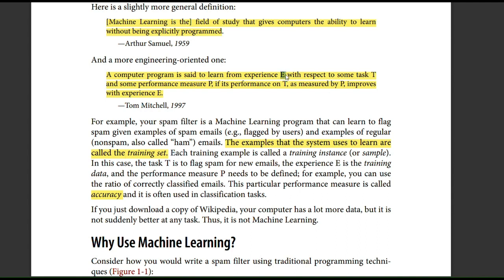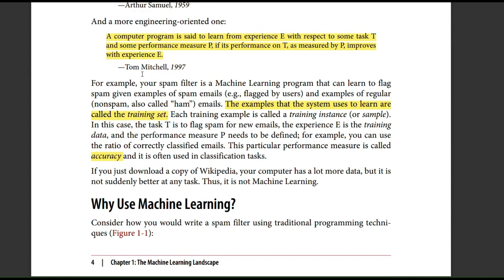There's an experience E that the machine has. There's a task T that the machine is required to perform. There's some performance measure P that measures how well the machine is performing on a particular task. So the definition says that a machine is said to learn when its performance P improves on this task T with some experience E. There's a task, the machine is performing that. We say that the machine has learned if it performs the task better with experience. That's just written in a mathematical way, and that's the engineering-oriented definition.